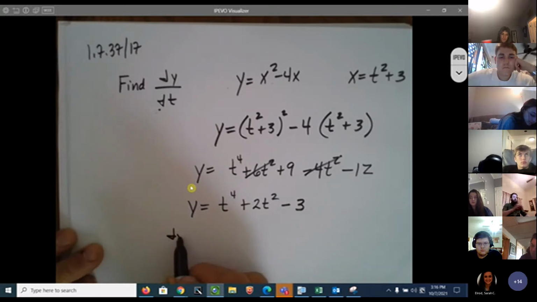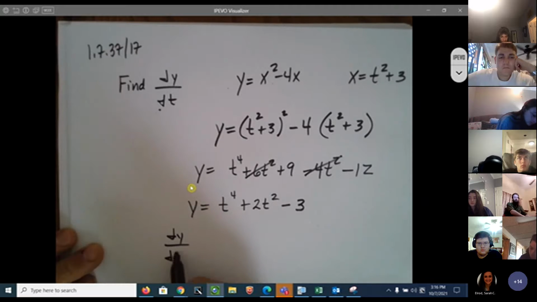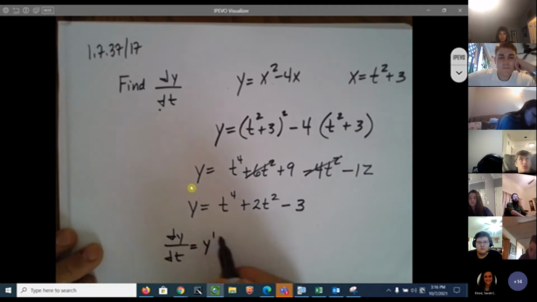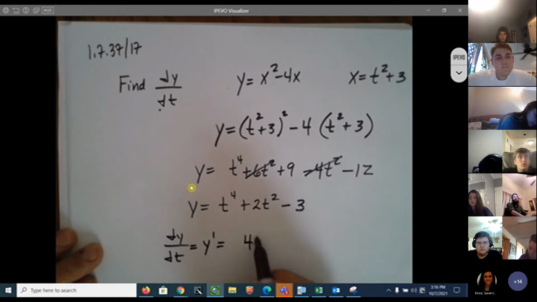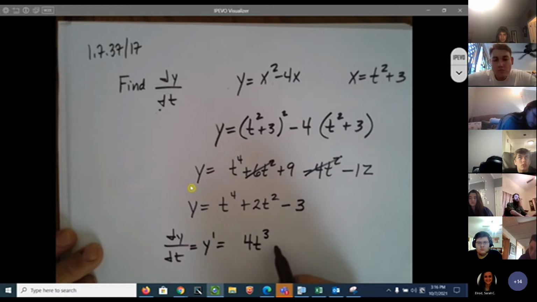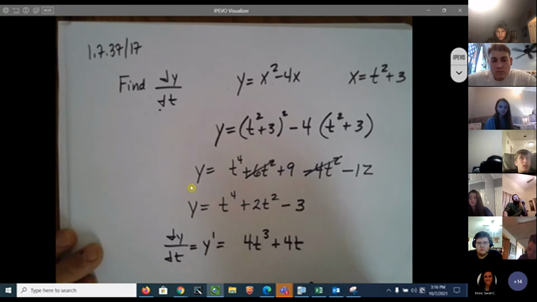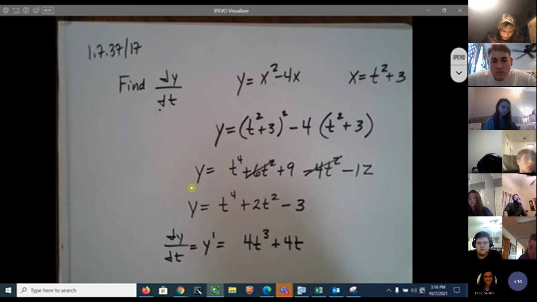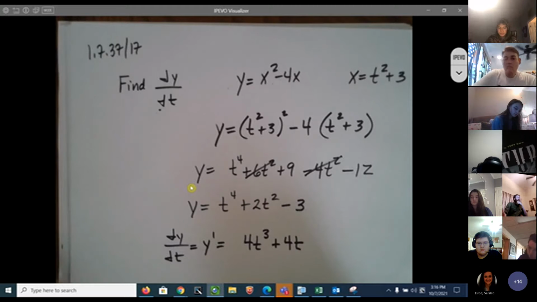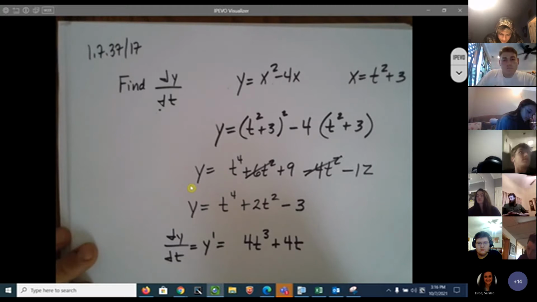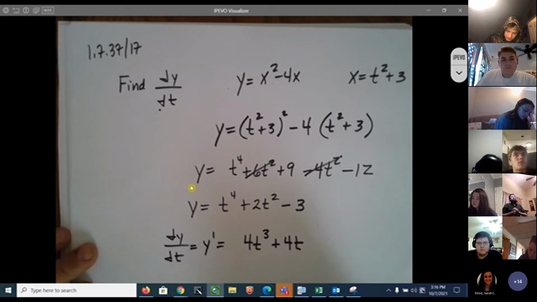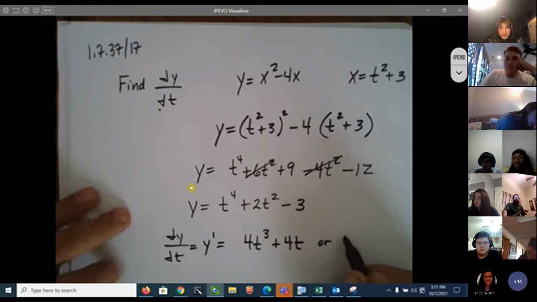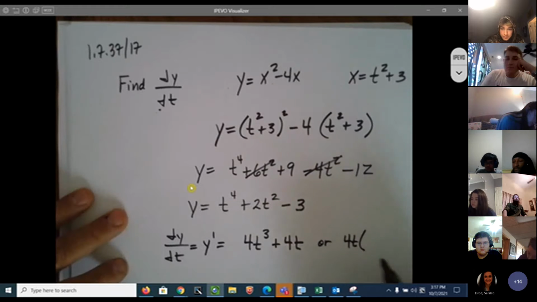So dy/dt, which is equal to y prime, is 4t to the 3rd plus 4t, and then that goes out. So that should be your answer: 4t to the 3rd plus 4t. You could factor out a 4t, and that would be t plus 4.